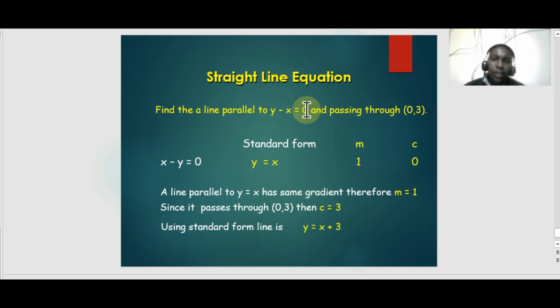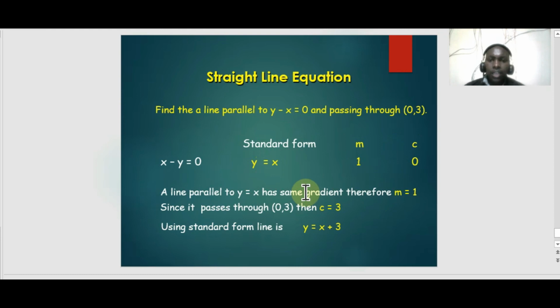For us to get the gradient of this line, y minus x equals 0, we have to write this equation in standard form to get y = x. The coefficient of x is 1, therefore the gradient is 1. Then this equation does not have c, so it means c is 0.